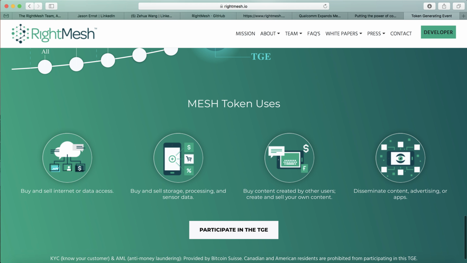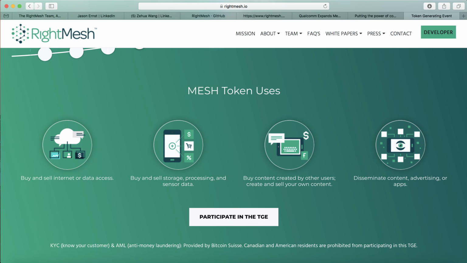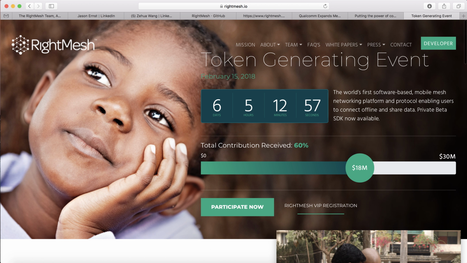As for the MESH token use, you can buy and sell internet or data access, as well as buy and sell storage, processing, and sensor data. You can also buy content created by other users, create and sell your own content, and disseminate content, advertising, or applications. So here, the token generation event is on February 15. If you're interested, click participate now and go through the KYC process. Let me know what you think about this project. This is a pretty interesting project.